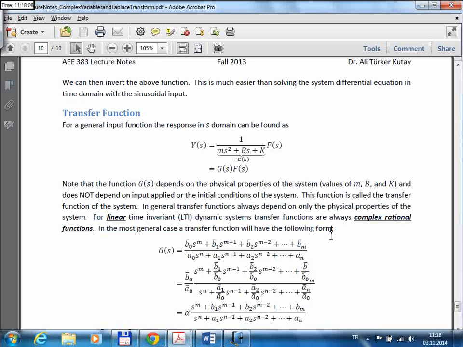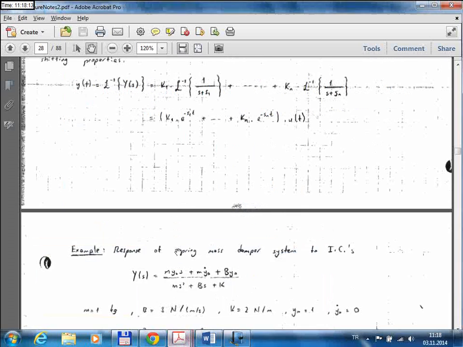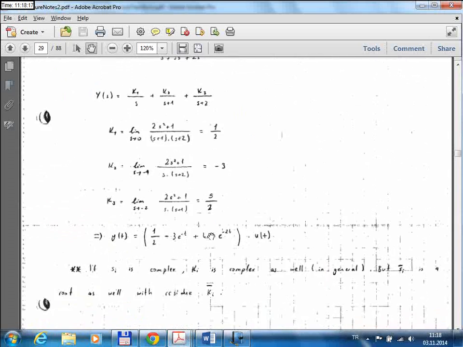So let's talk about this part a little bit more. And for that, let me go back to the other notes and find that discussion.